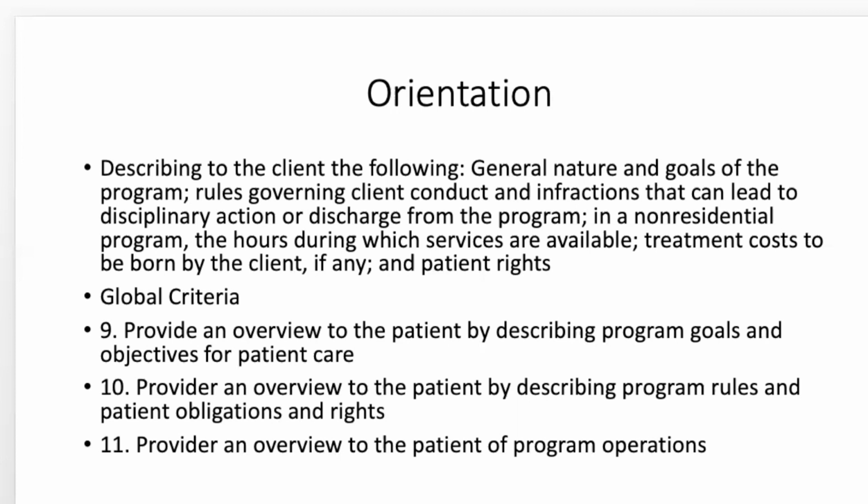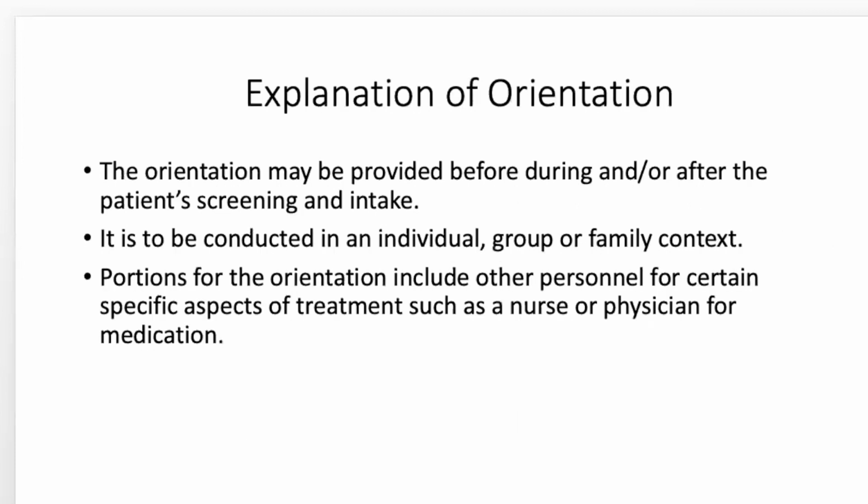For global criteria here, we provide basically an overview of the program to the individual. We're also talking about the objectives and the goals. We're also describing the program rules, the patient's obligations and rights. And then we also look at an overview of the program operations. Then we go back to the explanation of the orientation, and that is to provide them before, during, and after with information on the patient's screening and intake.